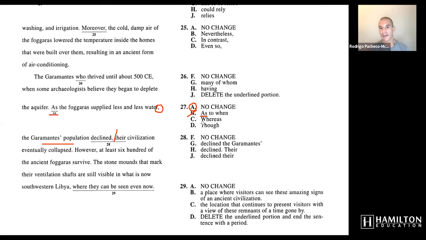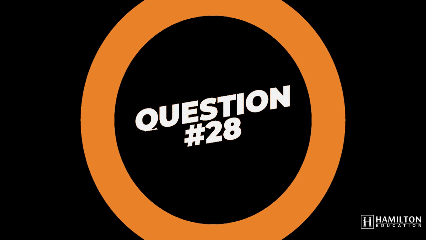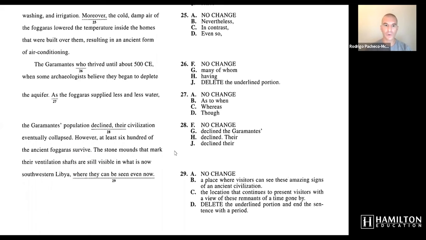Whereas this is used for contrast, same as though. So we can see C and D as essentially the same answer. These are both used for contrast, and we don't have contrasting information here. So we can also eliminate C and D. Question 28 is a punctuation question. Now I'm going to read the whole sentence here so that we can talk about the sentence structure, because this is going to be important for understanding the correct answer or making sense of the correct answer.